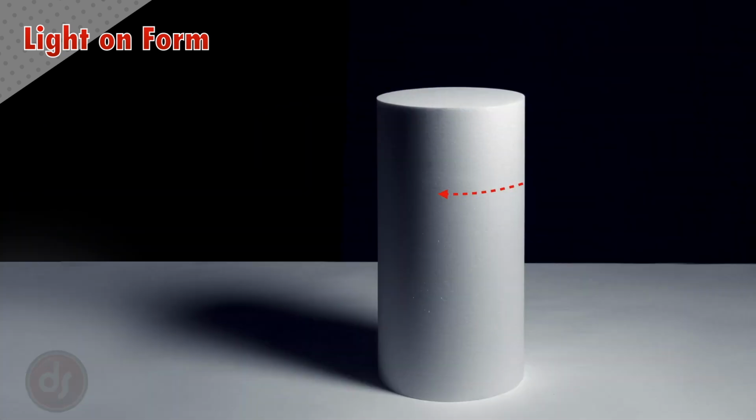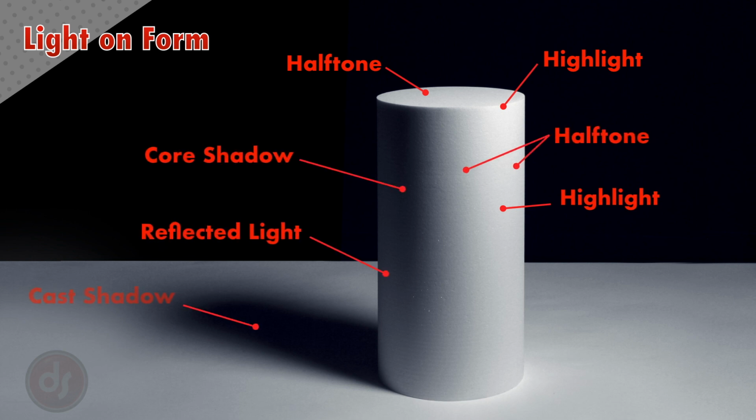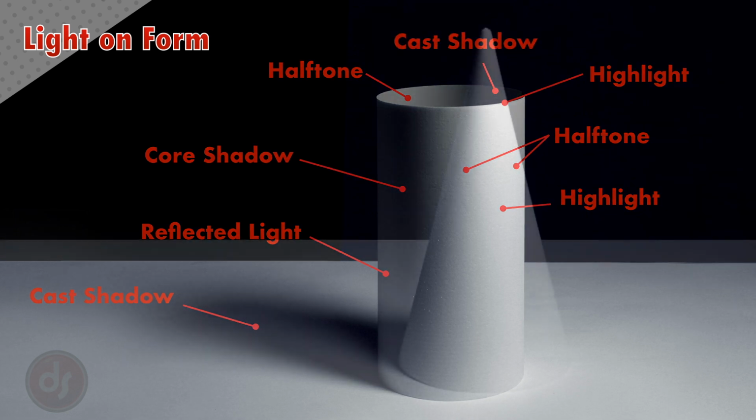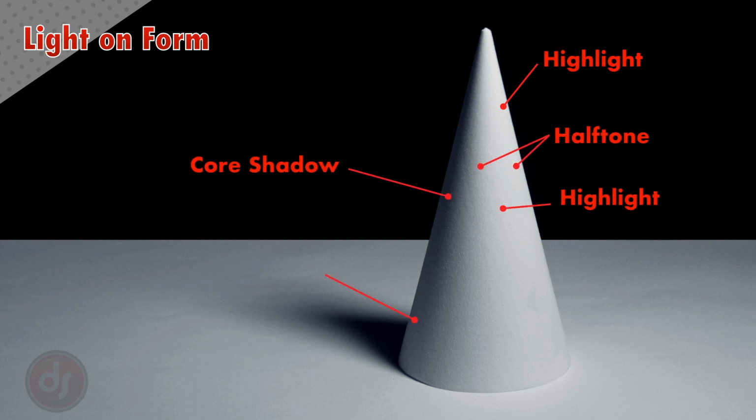Cylinders have gradual plane changes, so they have soft transitions, much like a sphere but in straight bands of value. Depending on where the light is placed, halftone will be on either side of the highlight as light rolls around the form. When a cylinder has an open end, the pattern of light reverses on the inside planes. Cones have gradual plane changes like a cylinder, except the bands of light and shadow will taper towards the point of the cone.